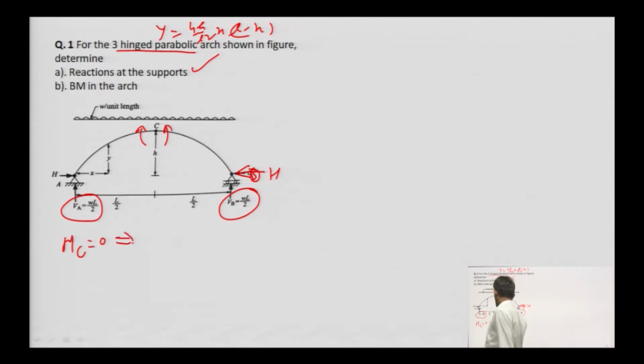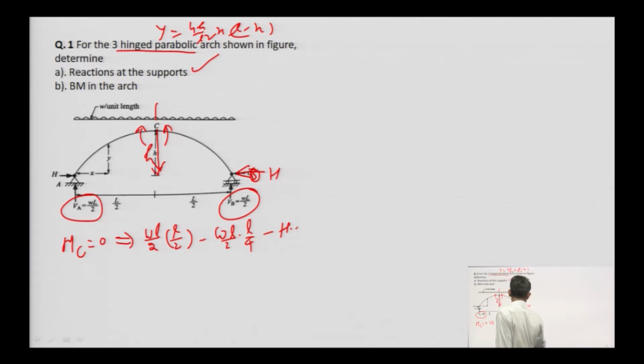So, M_C is equal to 0. If we take only the left part, then we get V_A times L by 2, minus the load. This one part of the load is there, so WL by 2 into L by 4, minus h into y, h into the rise, say this is rise h. So, small h is equal to 0.